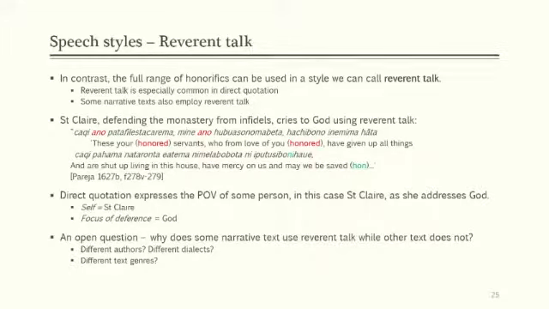And then she uses the honorific passive for be saved. So the direct quotation here expresses the point of view of some person, in this case St. Clare, as she addresses God. The self is St. Clare, the focus of deference is God.